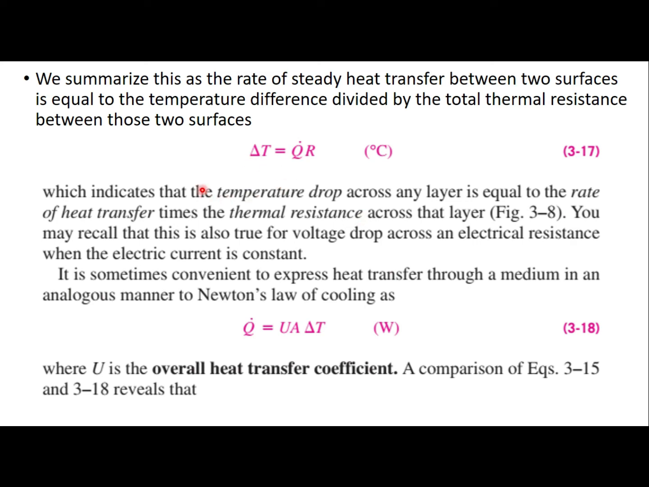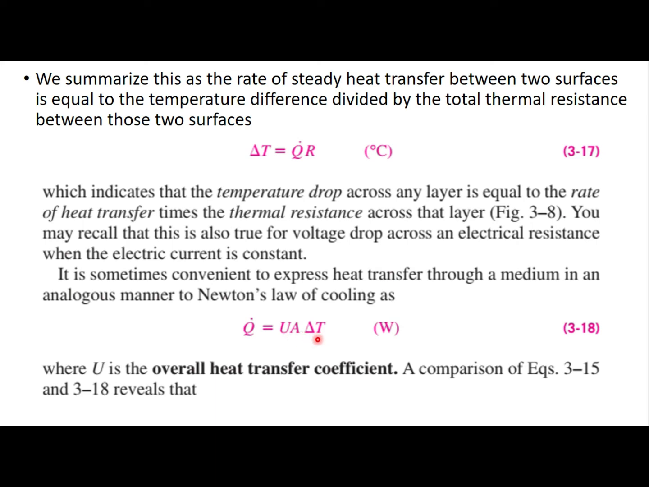You may recall that this is also true for the voltage drop across any electrical resistance when the electric current is constant. It is sometimes convenient to express the heat transfer through a medium in an analogous manner to Newton's law of cooling, as Q dot, the rate of heat transfer, is equal to U A delta T, where U is known as the overall heat transfer coefficient, A is the surface area, and delta T is the temperature difference.